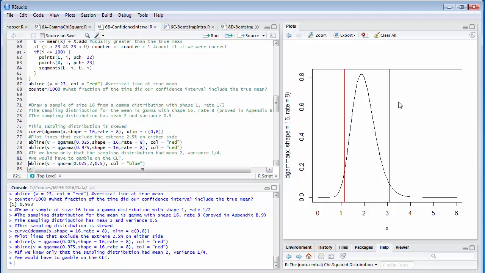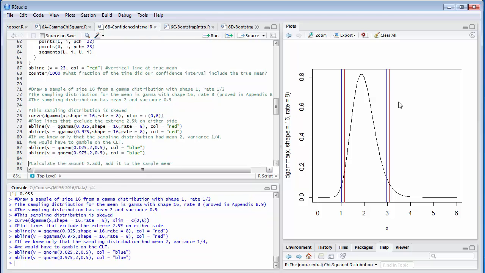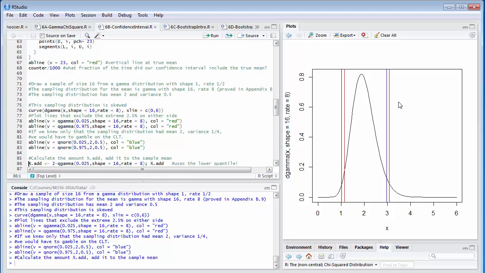So here's what we would get if we use the quantiles for the normal distribution. Notice those differ significantly from the actual quantiles from this distribution. And if you base a confidence interval on the assumption that the distribution's normal, that discrepancy between the red and blue lines is going to show up as an error in your confidence interval.